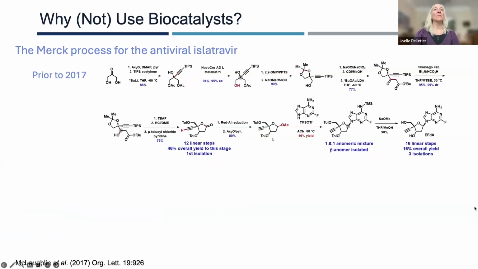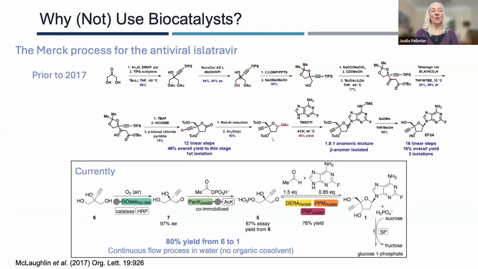So, first question, why use biocatalysts, or why not use them? An example that comes to mind immediately is this publication in 2017 by Merck, which presented the old path to the synthesis of their antiviral islatravir, which you can see up here: many steps, many reagents, several steps that are not particularly green.